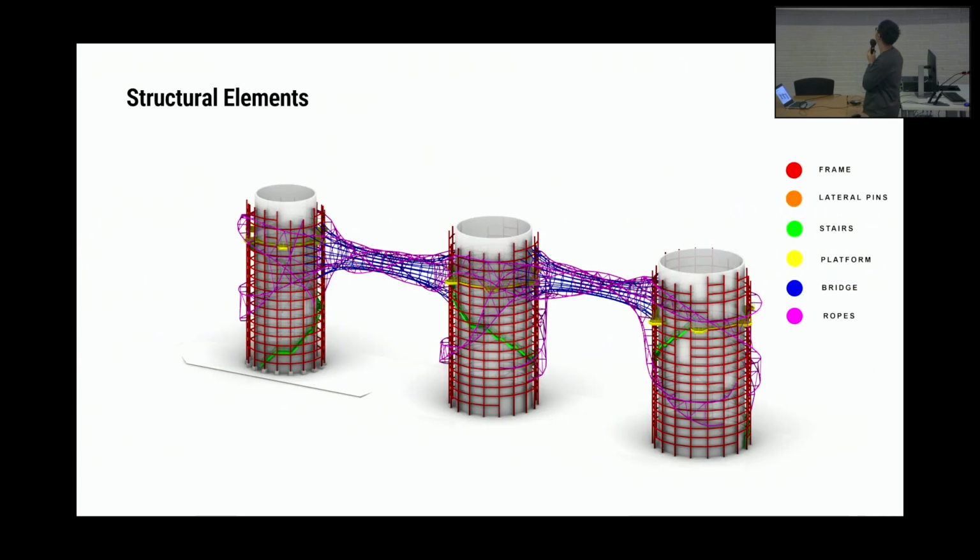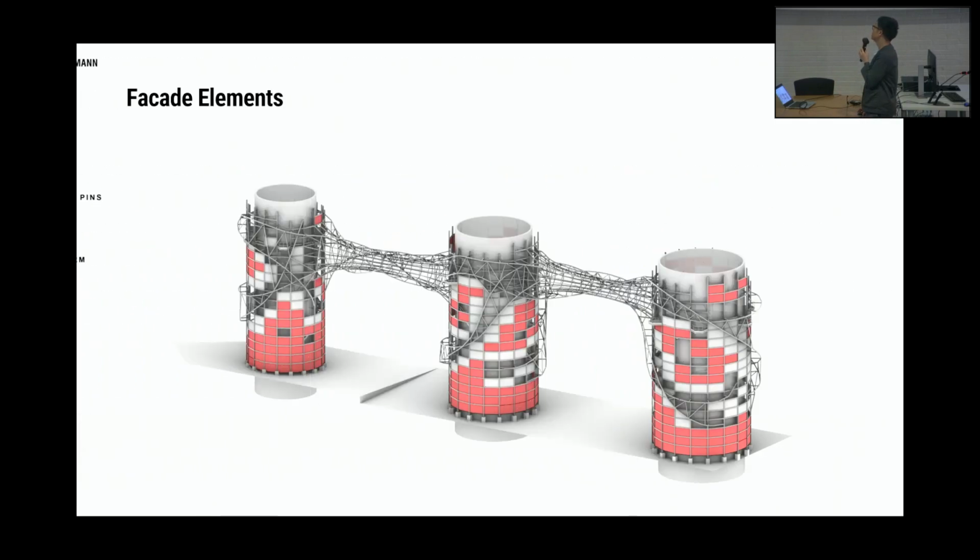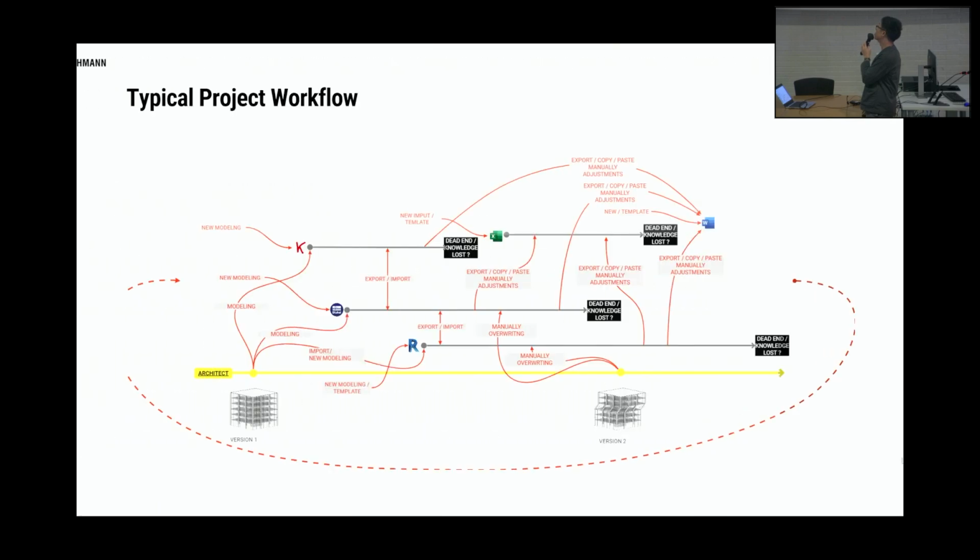Here you can see all these elements overlaid on top of each other, and these stitching elements were then one of the key elements to basically hold everything together. And the facade elements, as I mentioned.